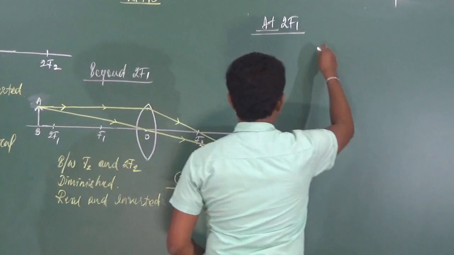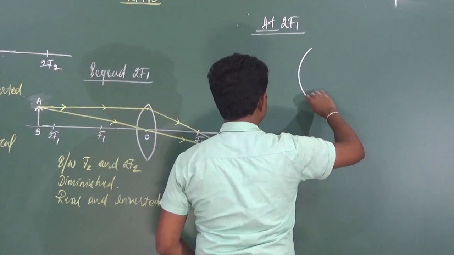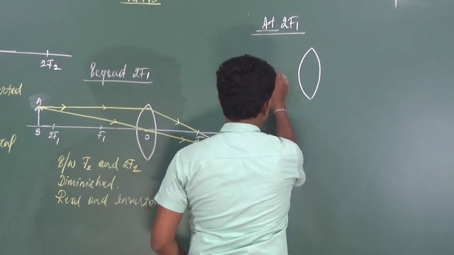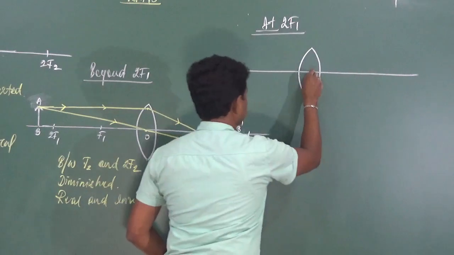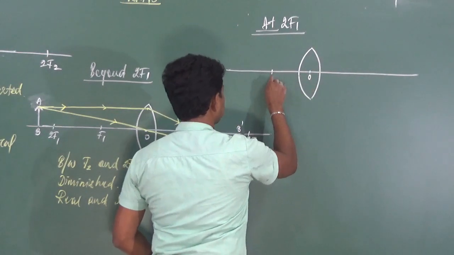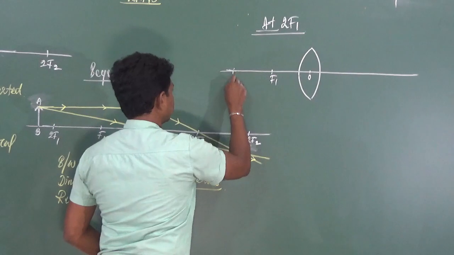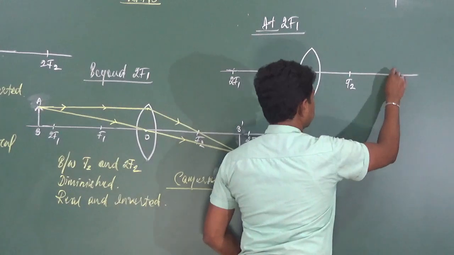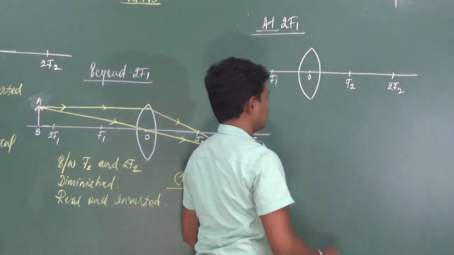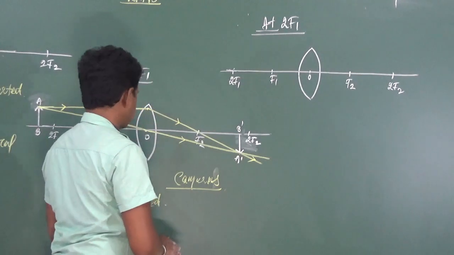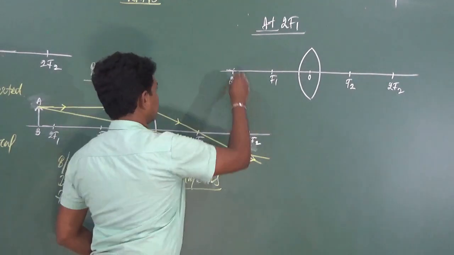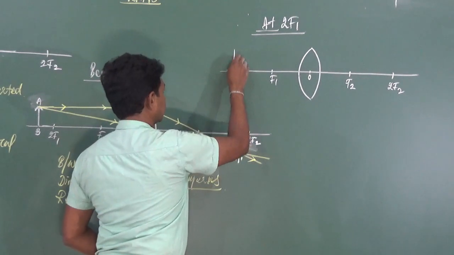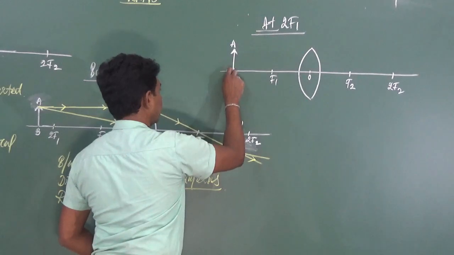So now let us take a convex lens. This is the principal axis, this is the optic center, this is F1, this is 2F1, this is F2, and this is 2F2. So these are the basic things. Now the object is kept exactly at 2F1. Let us take it as A and B.